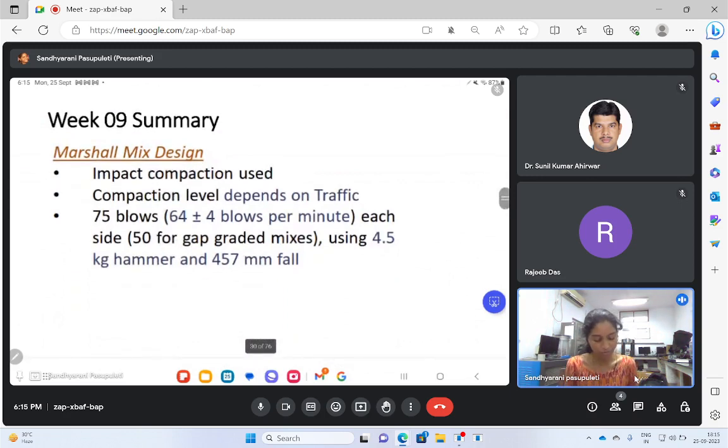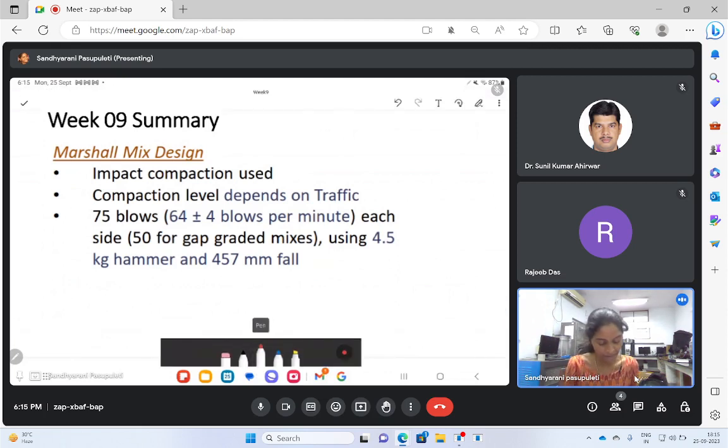So we already know how to design the Marshall mix given the aggregates and binder content. Mostly this Marshall mix design is based upon impact compaction, and we subject this mix to various blows. It can be 75 blows, 50 blows or 35 blows depending upon the traffic level. If the traffic level is greater than 1 MSA, we always consider 75 blows. And for gap graded mixes, where the expected air voids is not 4%, it will be more air voids, then the blows would be around 50.